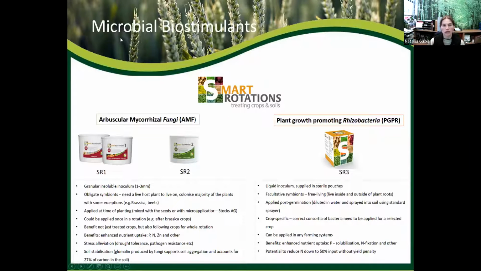In our portfolio, we have two types of microorganism. One is mycorrhizal fungi, and the other type is rhizobacteria. And they do really similar functions for the plant. They make them grow better, they supply nutrients, but as commercial products, they do look different. And there are some issues with this that I will be talking about. And also, they are applied at very different times.